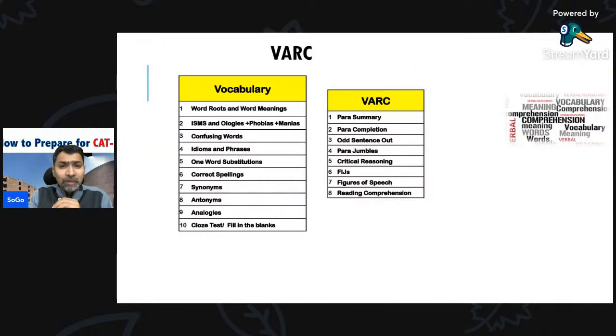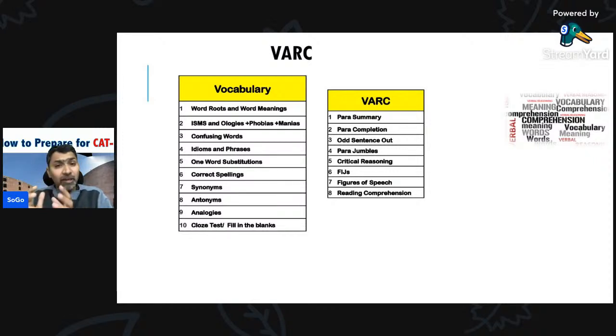Now, when it comes to the VARC section, vocabulary as such will not be there in your CAT examination. What exactly is there in the CAT examination is para summary, para completion. These days you are getting questions on para completion and odd sentence out, and para completion is kind of clubbed together these days. A different type of question is coming.